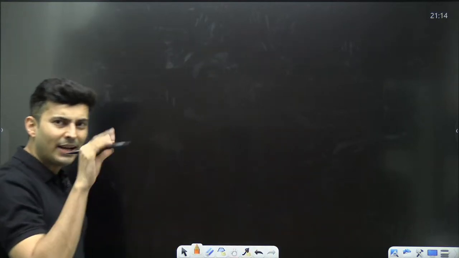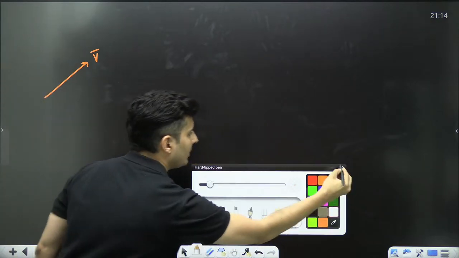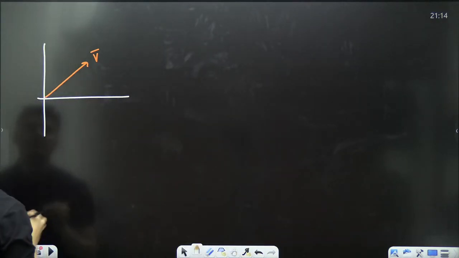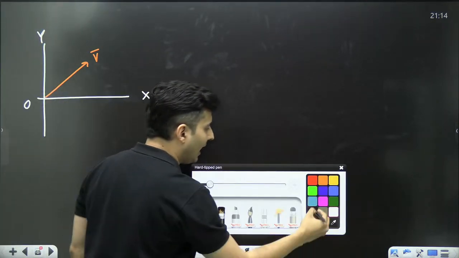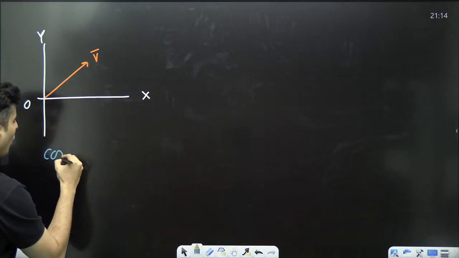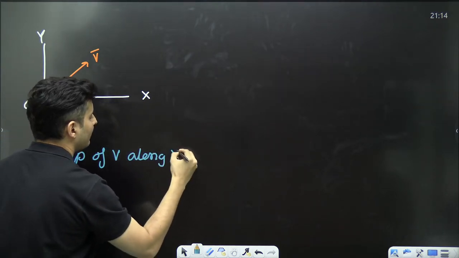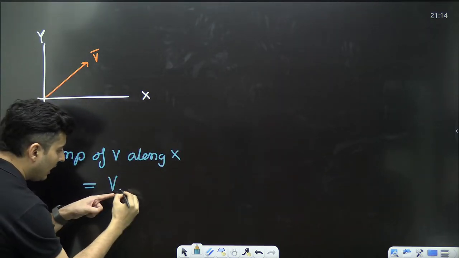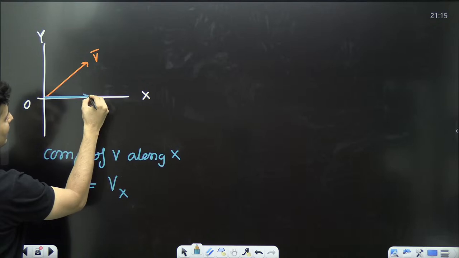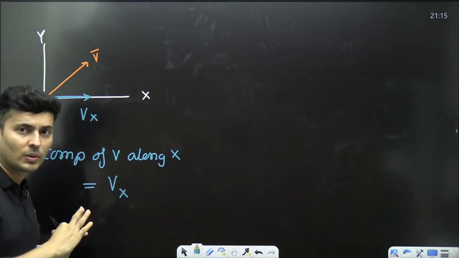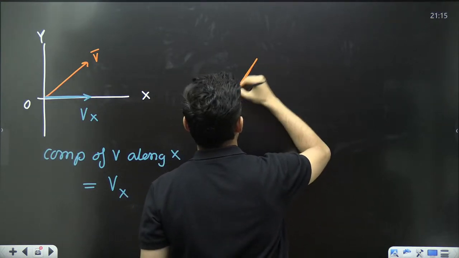Observe now. Imagine this is a vector, and this is your x-axis, this is your y-axis. If I ask you, what is the component of velocity along x? I write it as v along x. X comes below. That is what it means. This is vx. Understood?